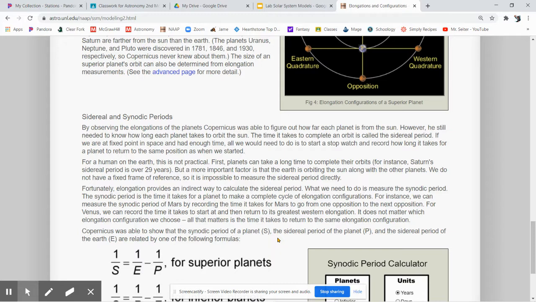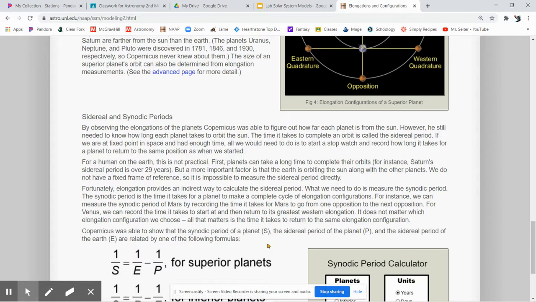What we need to do is measure the synodic period. The synodic period is the time it takes for a planet to make a complete cycle of elongation configurations. For instance, we can measure the synodic period of Mars by recording the time it takes for Mars to go from one opposition to the next opposition. For Venus, we can record the time it takes to start at and then return to its greatest western elongation. It does not matter which elongation configuration we choose. All that matters is the time it takes to return to the same elongation configuration.